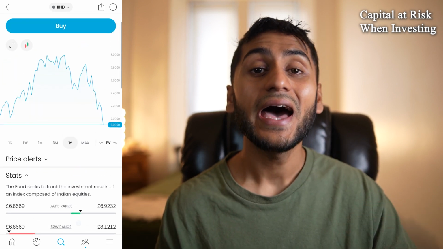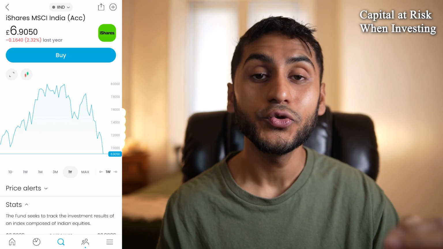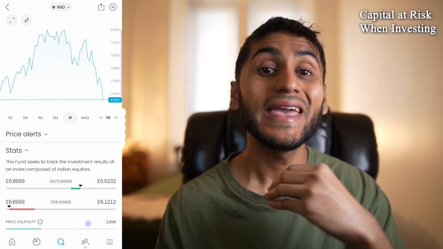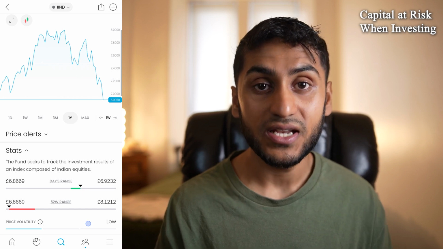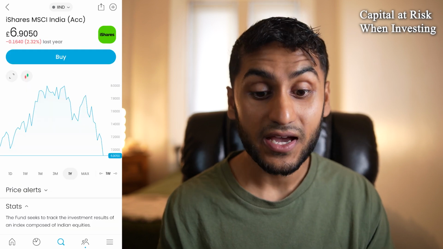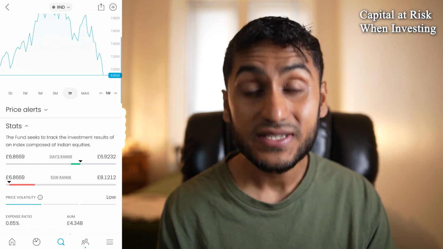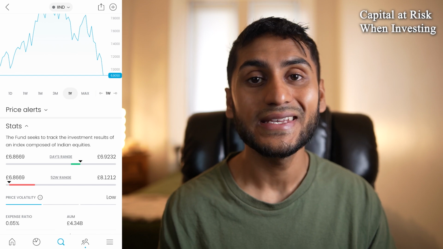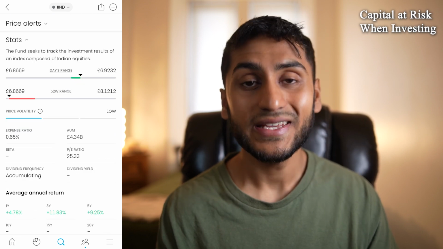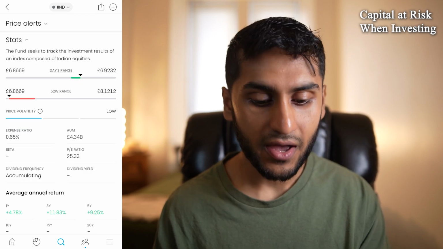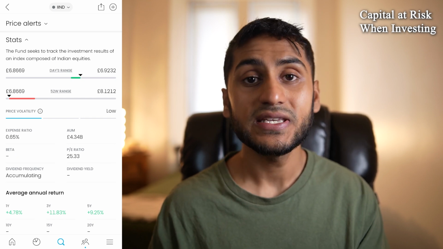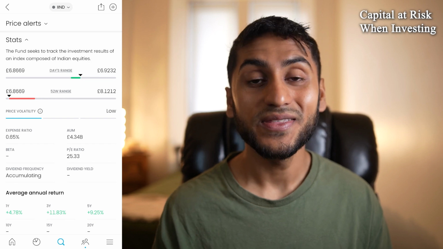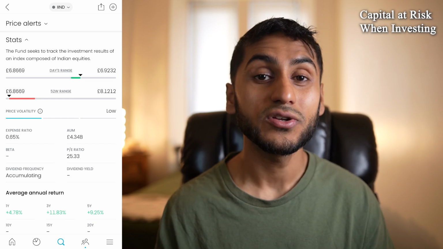As you can see, iShares funds on Trading 212 do have their full details, or at least a lot of details that you can use to get a better understanding of the underlying ETF. For the iShares MSCI India, this fund seeks to track the investment results of an index composed of Indian equities. One thing to note is that they generally have a very high total expense ratio, 0.65% as opposed to 0.07% with the S&P 500, so a lot more expensive.